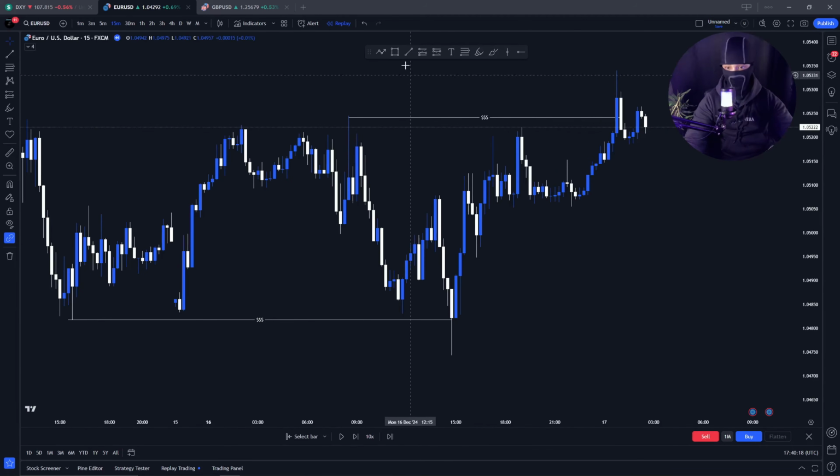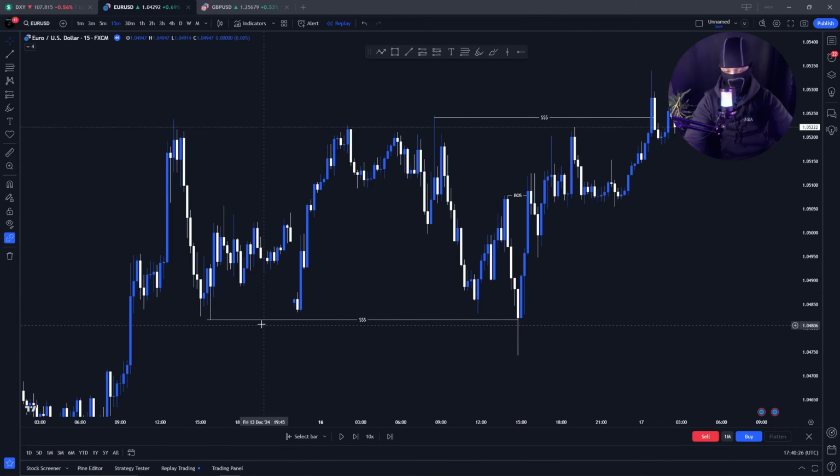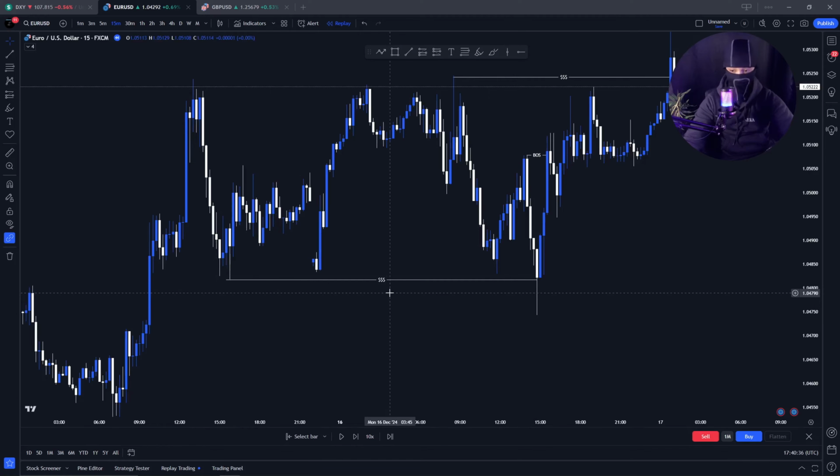Now I want to combine this with breaker structures. What do liquidity sweeps tell us? This is telling us that price is failing to go lower. A liquidity sweep is confirmed with a breaker structure. Make a note of that. I'm going to repeat that again. A liquidity sweep is first of all indicating to us that price can't go any lower. It doesn't want to go any lower.